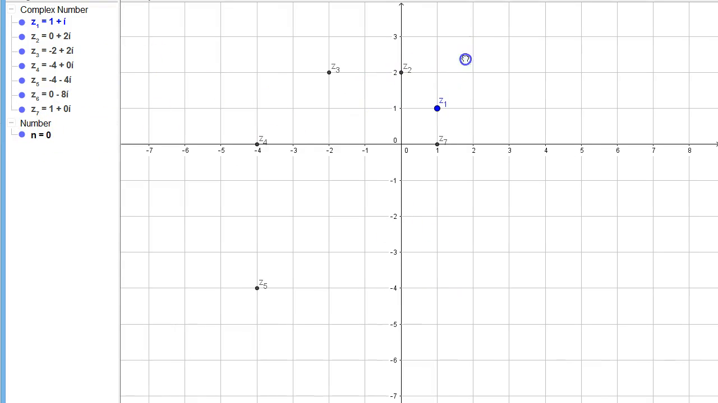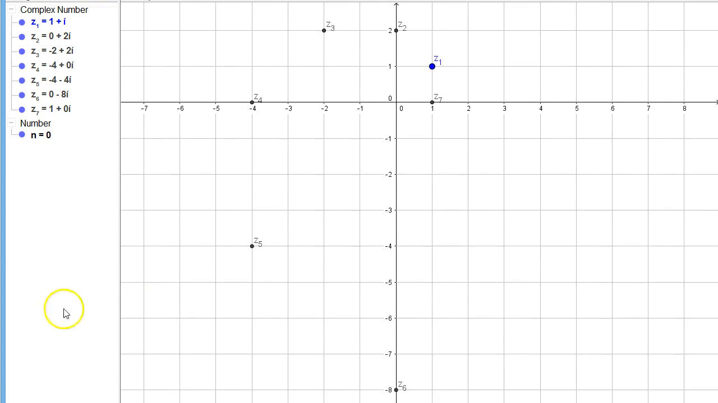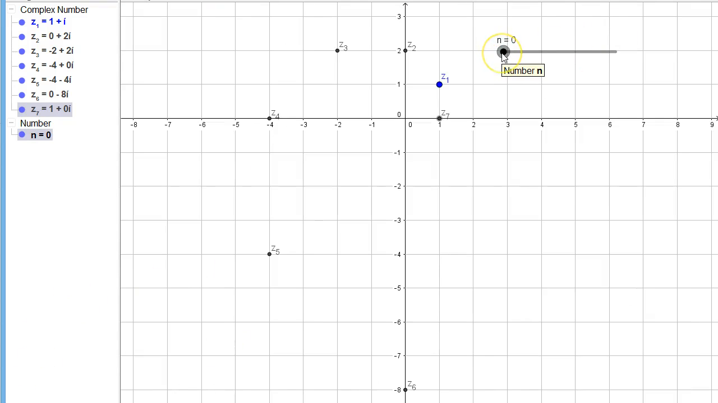Okay, and I have created a slider here. This slider is going to represent our power. So when I slide n over to 1, that just represents 1 plus i to the first power. If I slide it over to 2, that's going to be 1 plus i squared, so times 1 plus i times 1 plus i. And you'll notice as I keep increasing the power here, this thing starts to spiral outwards.